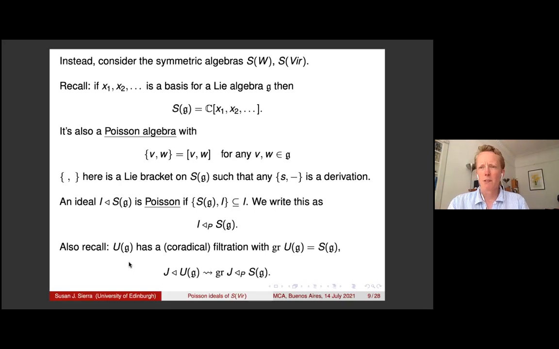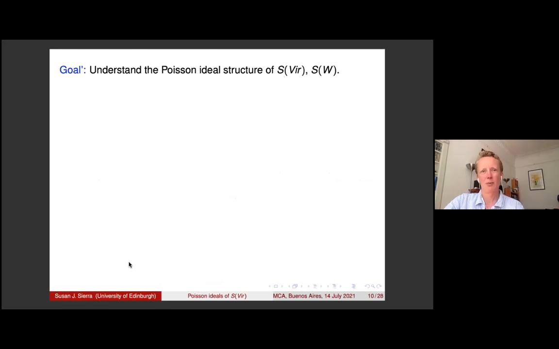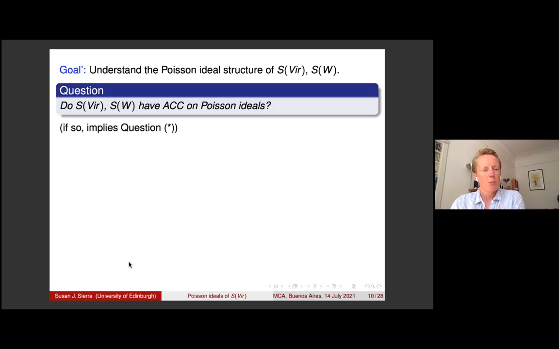And an example of this is that if I've got a two-sided ideal in the enveloping algebra, then I can take the associated graded of it and I get a Poisson ideal in the symmetric algebra. So I had my original goal to understand two-sided ideals of the enveloping algebra of these Lie algebras. Let's change it. I want to understand Poisson ideals of the symmetric algebras. So we can move our questions over to the symmetric algebra side.